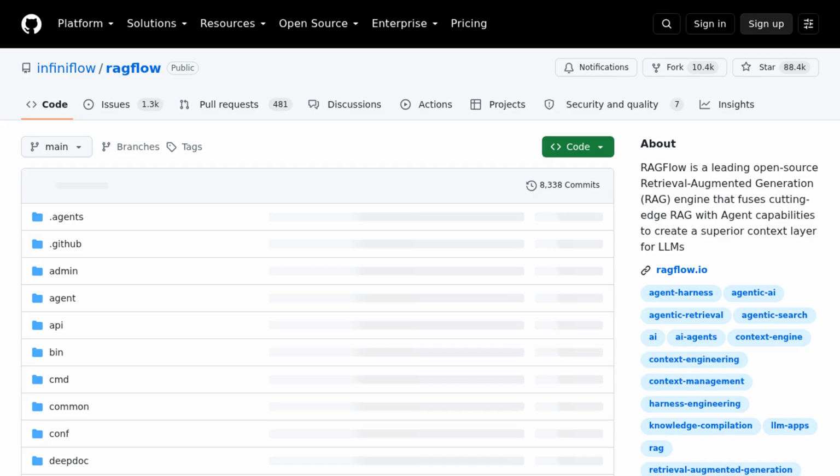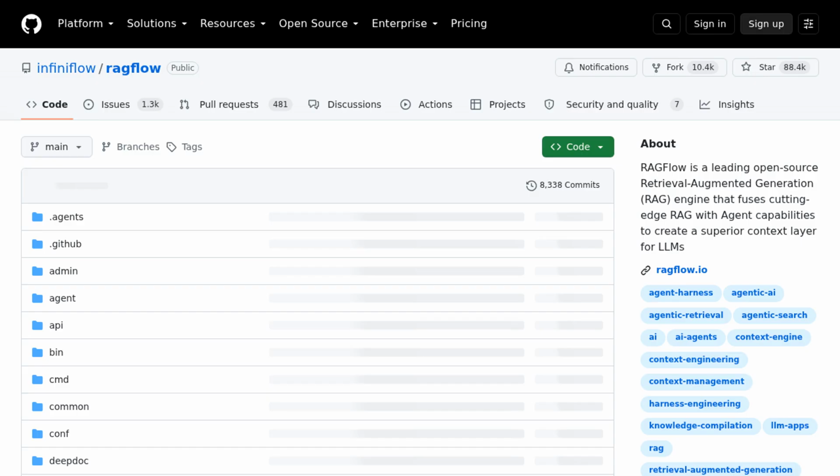Why do large language models so often invent answers or hallucinate? It turns out the problem often isn't the model, but the data it's fed. The old principle of garbage in, garbage out is now the central challenge in applied AI. And one project suggests the solution isn't to fix the model, but to fix the input. That project is RAGFlow, an open source engine from the organization Infiniflow.